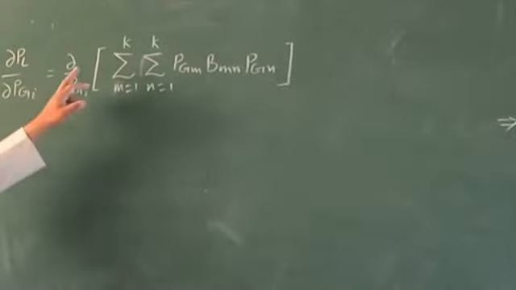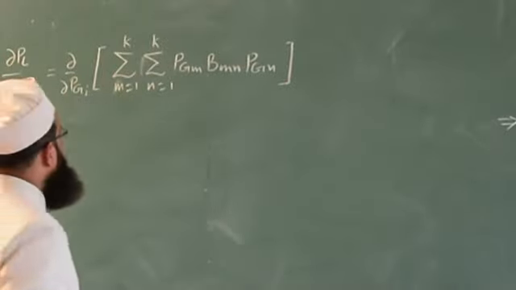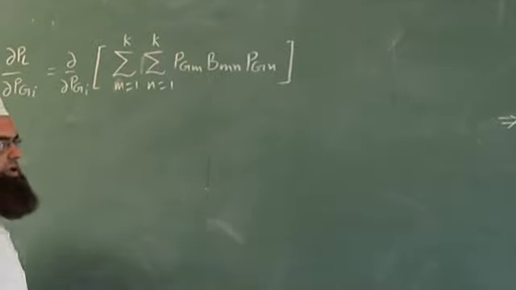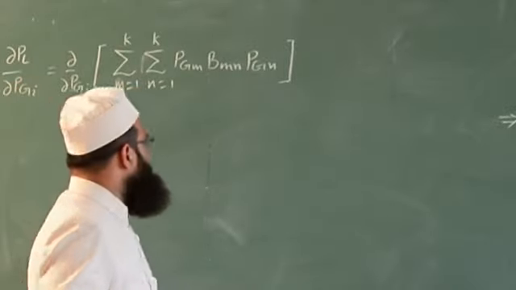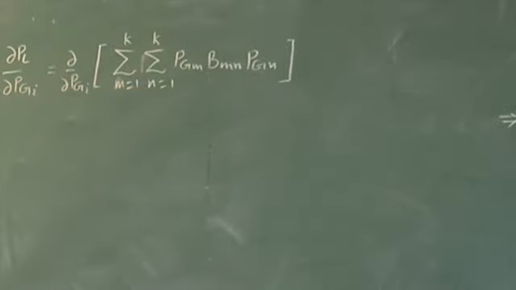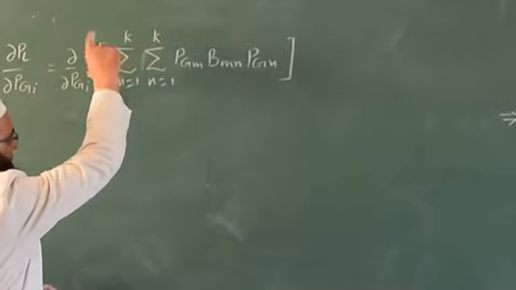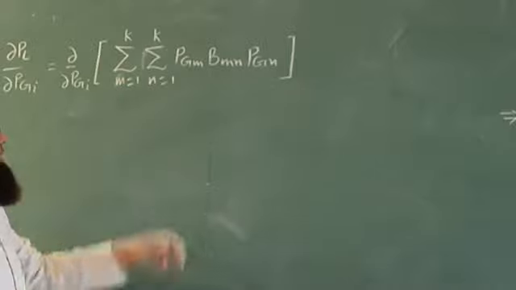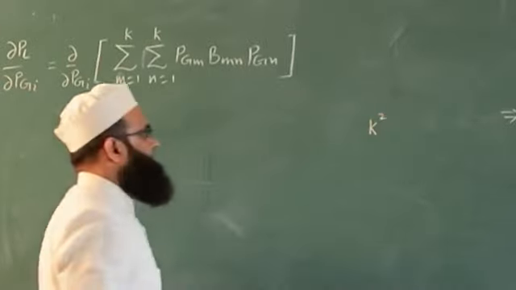So we have to take the partial derivative of this PL with respect to PGI. The terms independent of PGI will be 0, and the terms depending on PGI will give non-zero values. So first let us discuss the number of terms. The number of terms will be m is equal to 1 to k times n is equal to 1 to k. So the total number of terms will be k square.